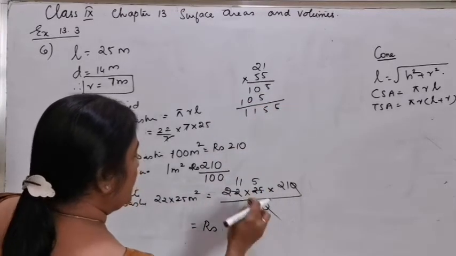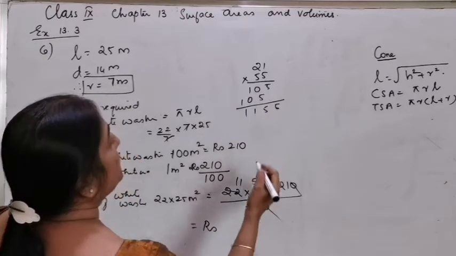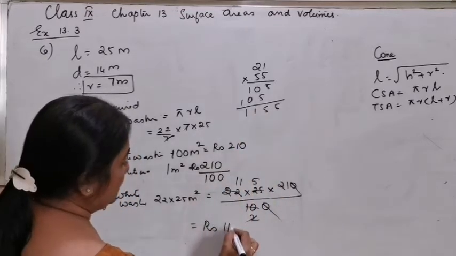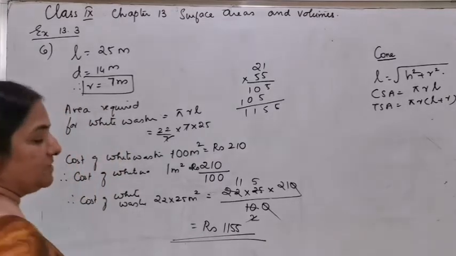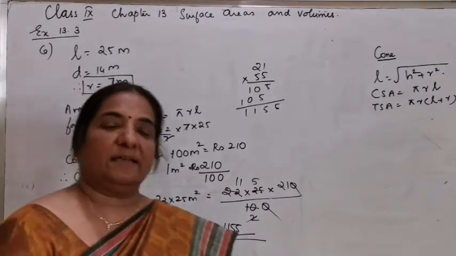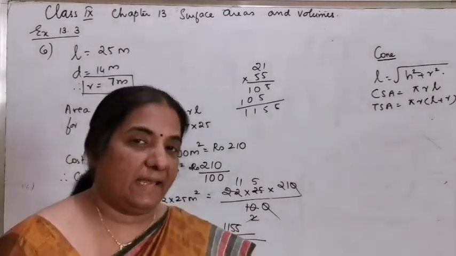It is rupees 55 into 21. The answer is rupees 1155. Read the question thoroughly and only work out at the end.